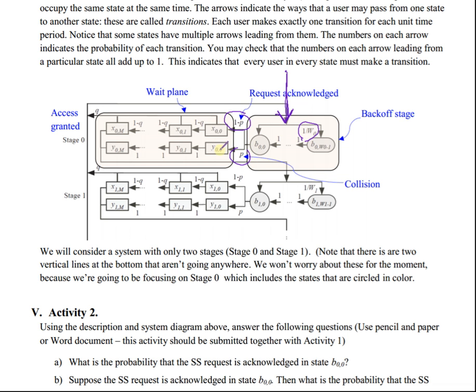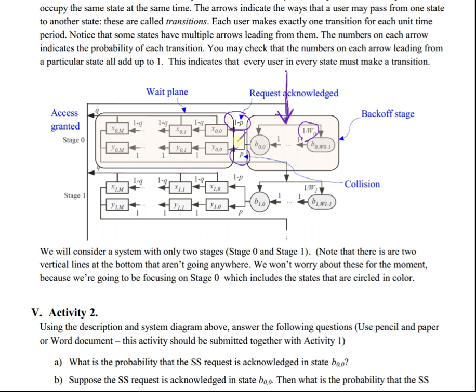Right, so after you leave the back-off stage, you enter the wait plane, and there are basically two lines that you could be waiting in. In this line, you just move to the left, to the left, to the left, to the left, and then out to the next stage. What does that mean? That means that at the first stage, or the 0th stage rather, you have failed to gain access.